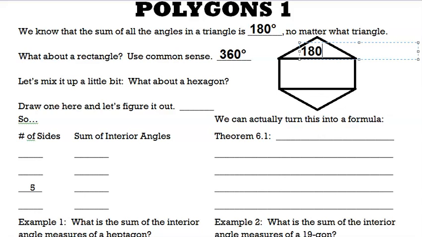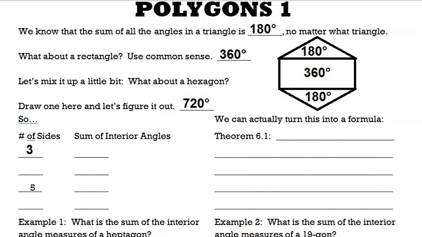The sum of all of the interior angles in a triangle is 180 degrees. So that's 180, and that's 180. Now, we also knew the rectangle was 360. So it's not a coincidence. If you want to know how many degrees total are inside a hexagon, you could take 180 plus 180 plus 360. You end up getting 720 degrees.